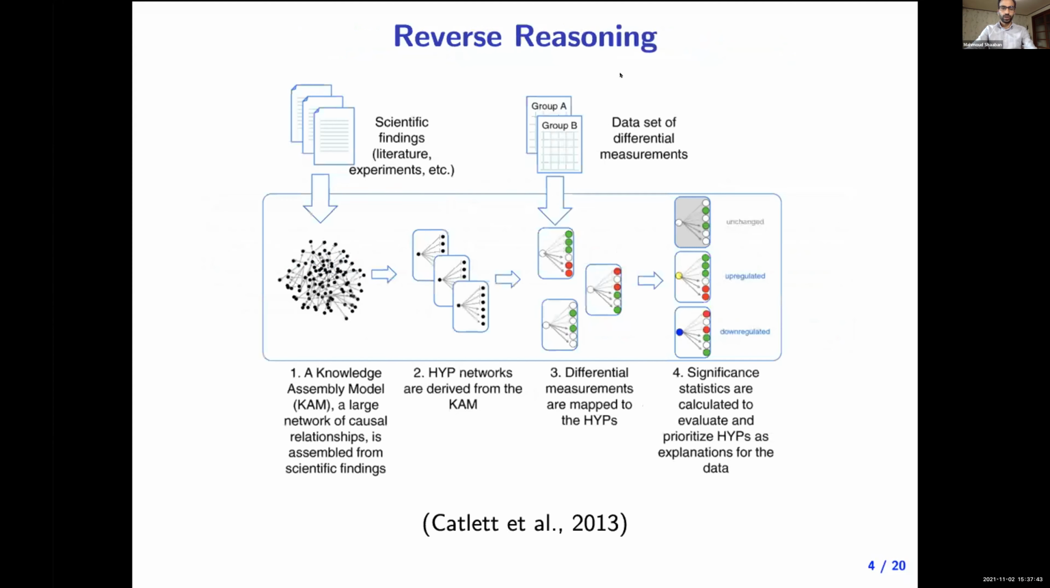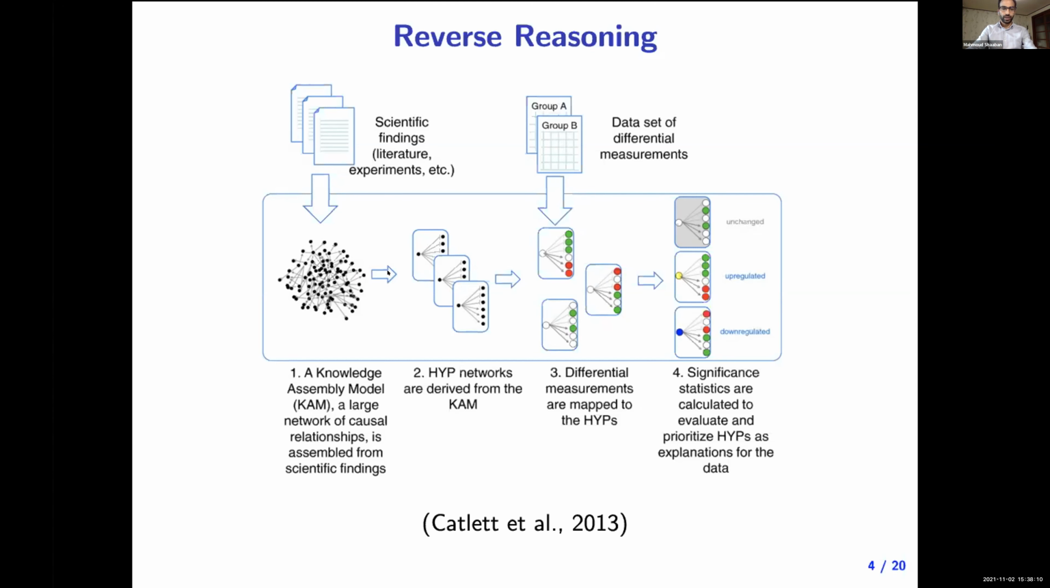The second introductory slide is about reverse reasoning. The idea here is that we take findings from the literature and integrate these with gene expression data for any data on these entities in the graphs, to first validate that these interactions are valid. And then you can also do some inference on these networks.